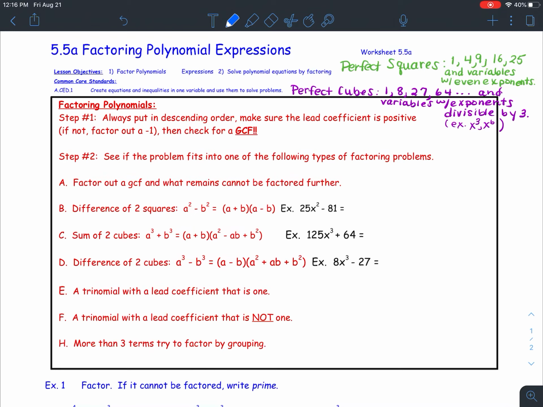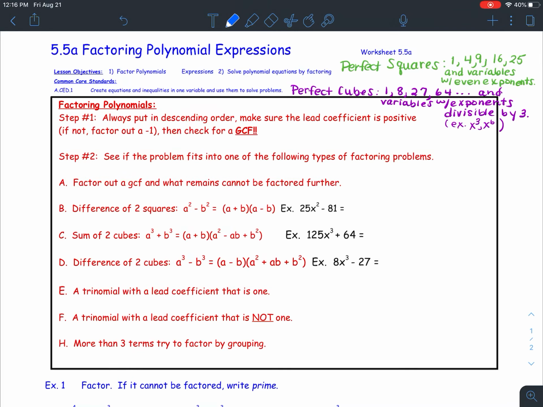Okay, we're going to start section 5.5 today. We're going to be looking at how to factor polynomial expressions. I know in the previous chapter we had spent some time on factoring quadratic expressions and quadratic equations, but when we're talking about polynomials, now our expressions don't just have to have x squareds in them. We could have a variety of exponents.